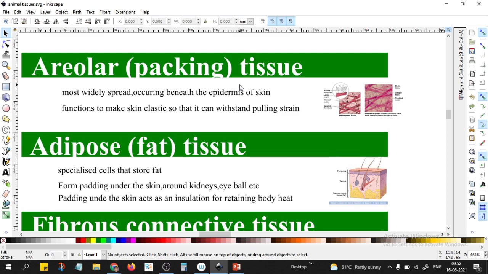The another type of the connective tissue is the adipose or fat tissue. So these are the specialized cells that store the fat. They form the padding under the skin around the kidney, eyeball, etc. And the padding under the skin, it acts as an insulator for retaining the body heat.